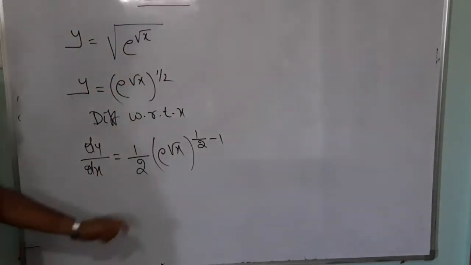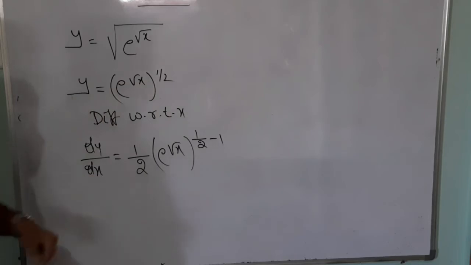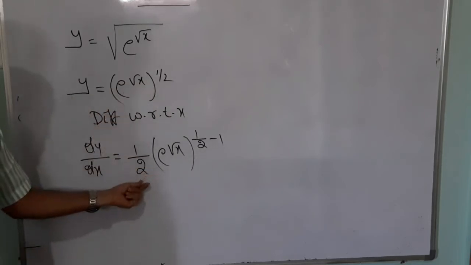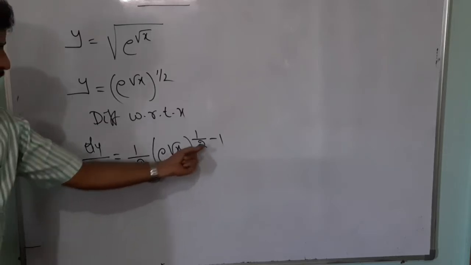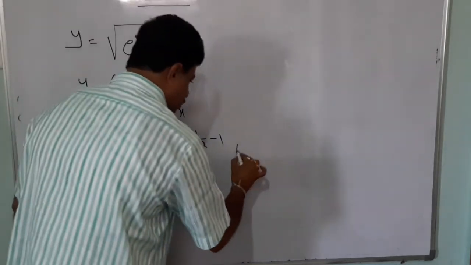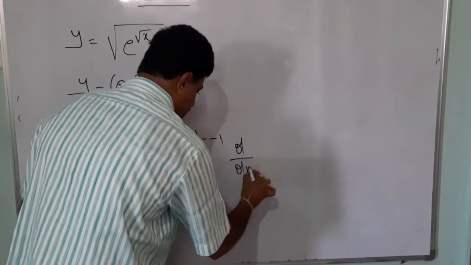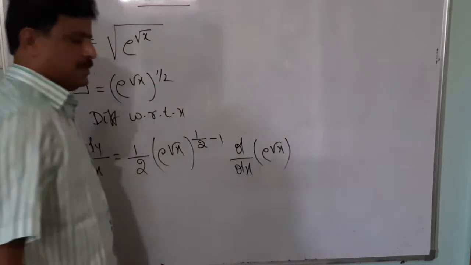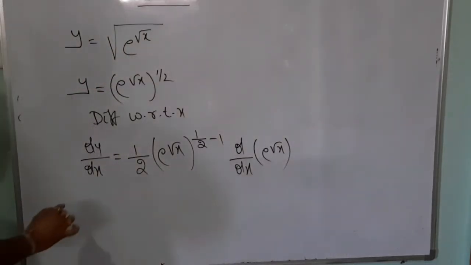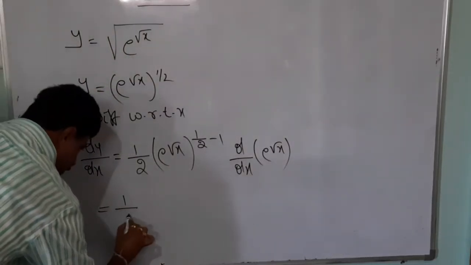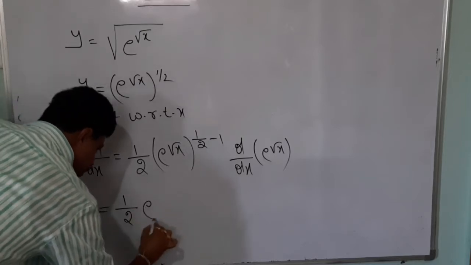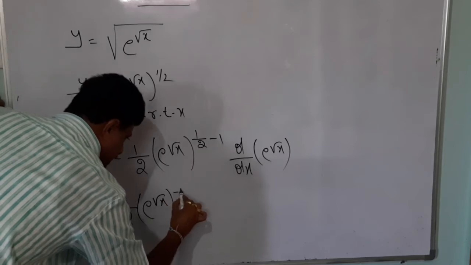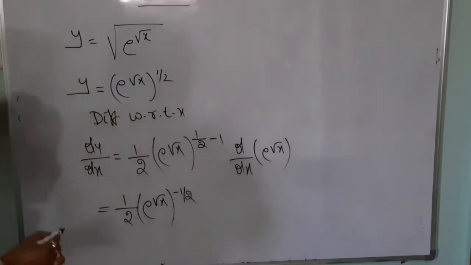So this is in the form of x to the power of n. Here x is what we have treated as e to the power of root x. So n into x to the power of n minus 1. So d by dx of e to the power of root x, this is dx. Okay, next that is equal to 1 divided by 2 e to the power of root x whole to the power of 1/2 minus 1, that is minus 1/2.